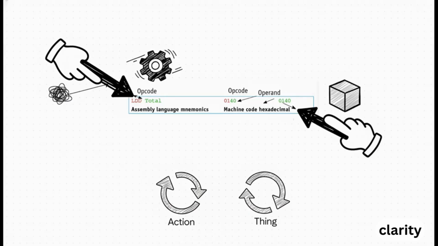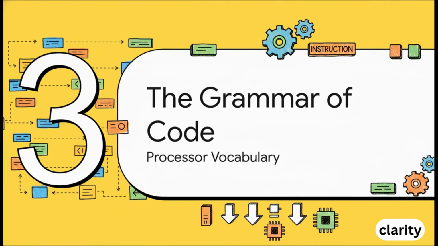And what's so cool is how simple the structure of an assembly command really is. You've basically got two parts. First, there's the opcode, which is the verb. It's the action, right? It tells the processor what to do. Then you have the operand. That's the noun. It's the thing you're doing the action to. So it's always just action, thing. Super straightforward. Okay, so we've got the basic sentence structure down.